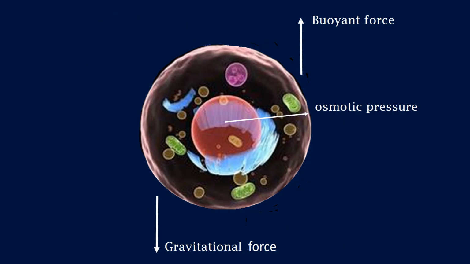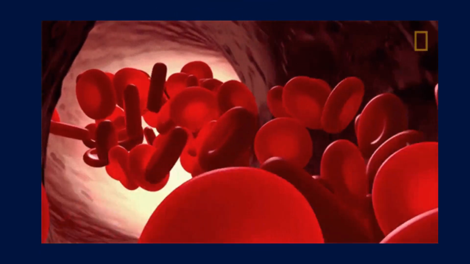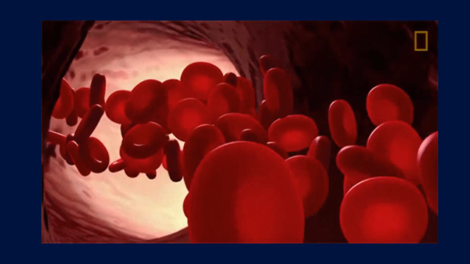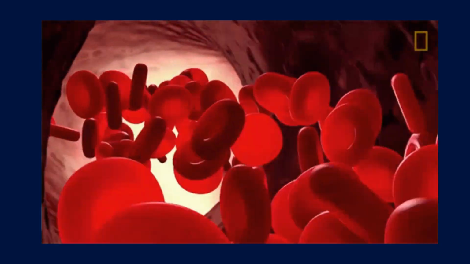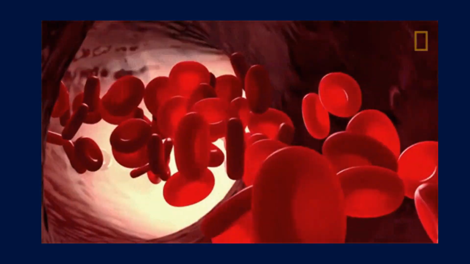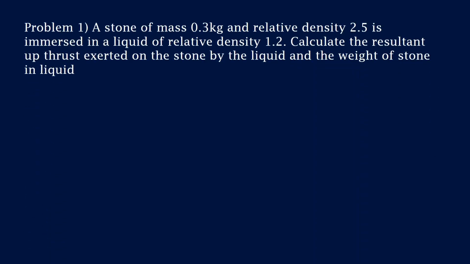Now, we will solve some interesting problems based on the Archimedes Principle and buoyant forces. A stone of mass 0.3 kg and relative density 2.5 is immersed in a liquid of relative density 1.2. We are asked to calculate the resultant upthrust exerted on the stone by the liquid and the weight of the stone in the liquid. Let's solve it.